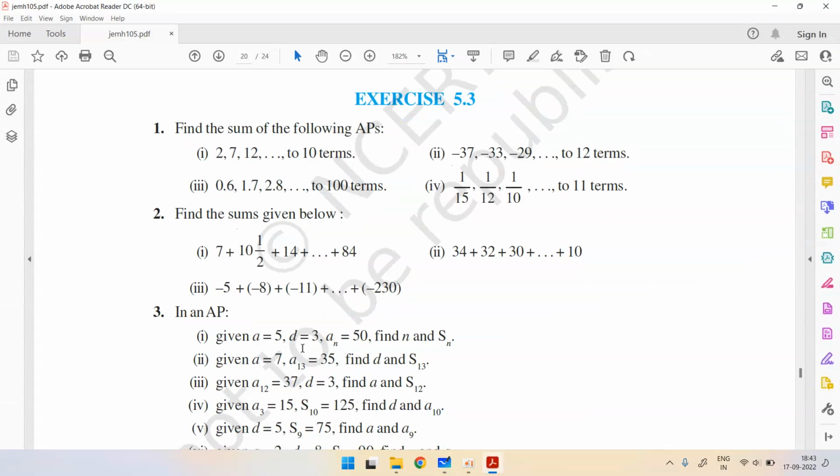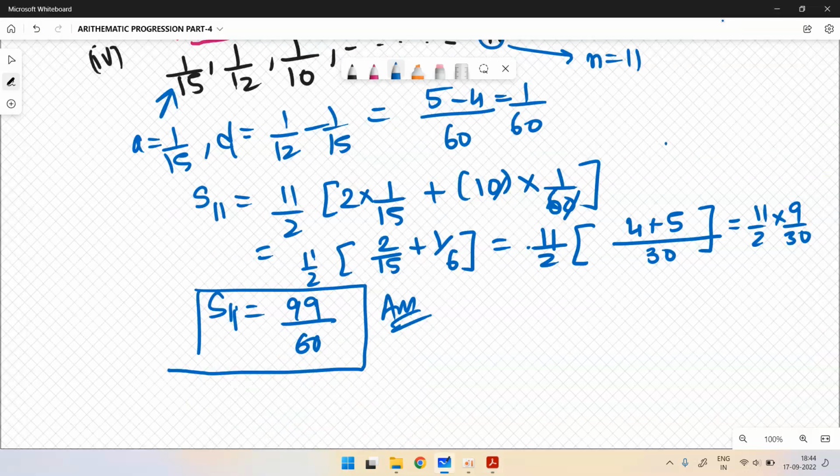Now second is find the sums given below. The second one is easy. The third one is also easy. Only the first one is a little tricky, so I will do the second question's first part first.